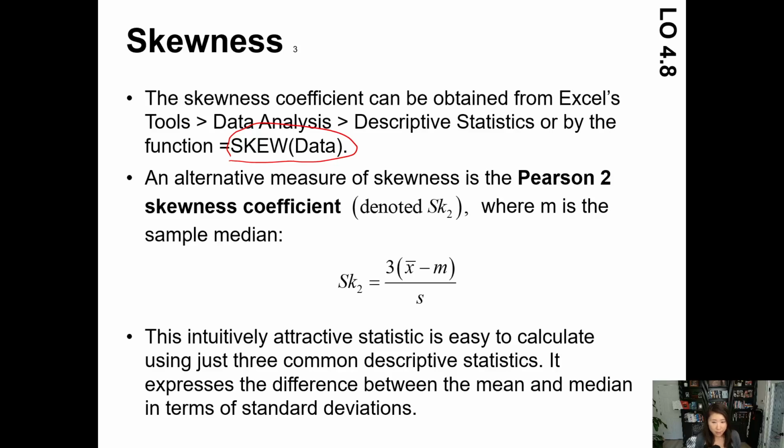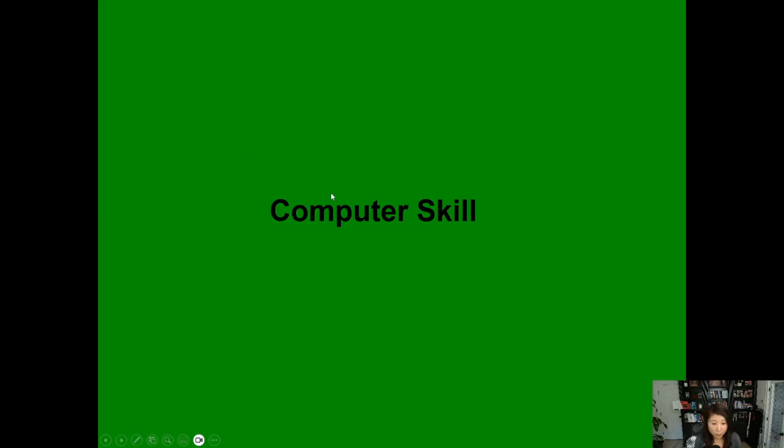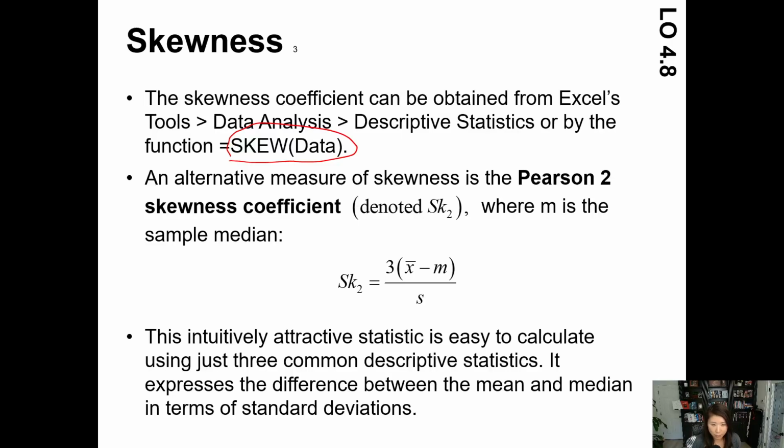By default, skewness is the skewness we just showed you, which uses a more complicated formula. But if the question asks what is the Pearson skewness coefficient, then you're going to use the formula here. Now I can move on to the computer skill to learn how to use Excel to calculate the skewness directly.